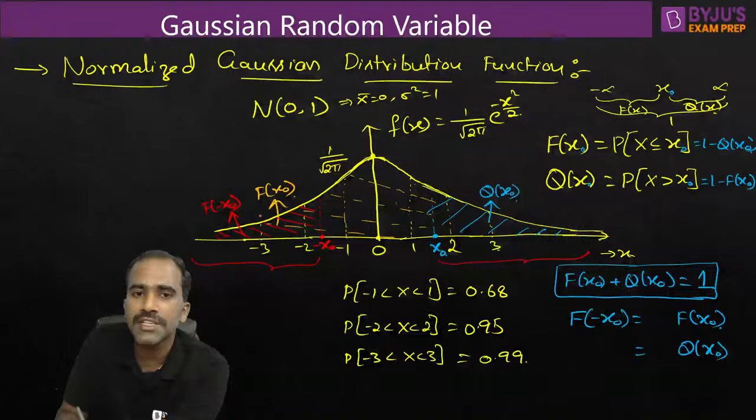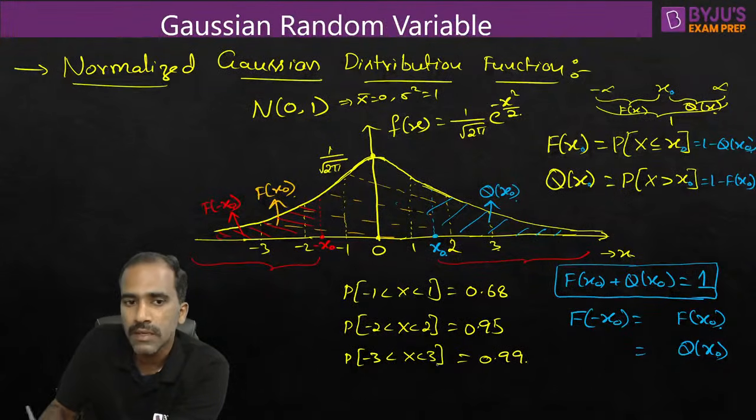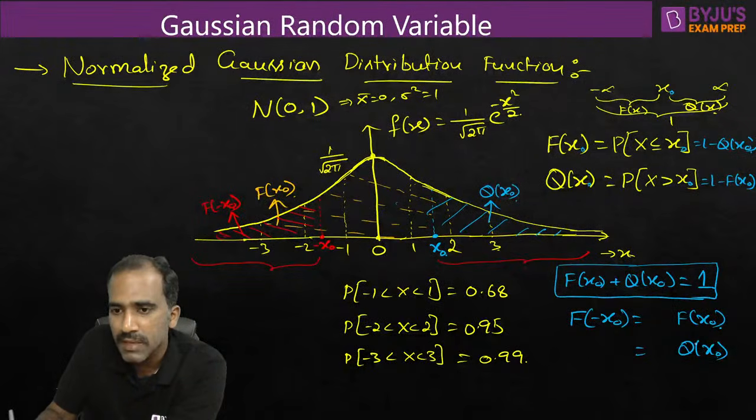And how about its relation between f of x naught or minus x naught, relation with f of x naught? Because we know that, just now we understood that f of minus x naught is same as q of x naught. Q of x naught we can write it as 1 minus f of x naught. So the relation is 1 minus f of x naught.